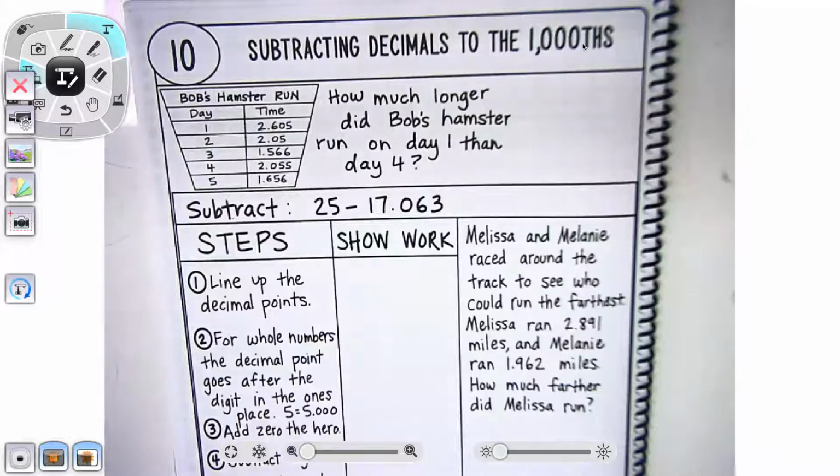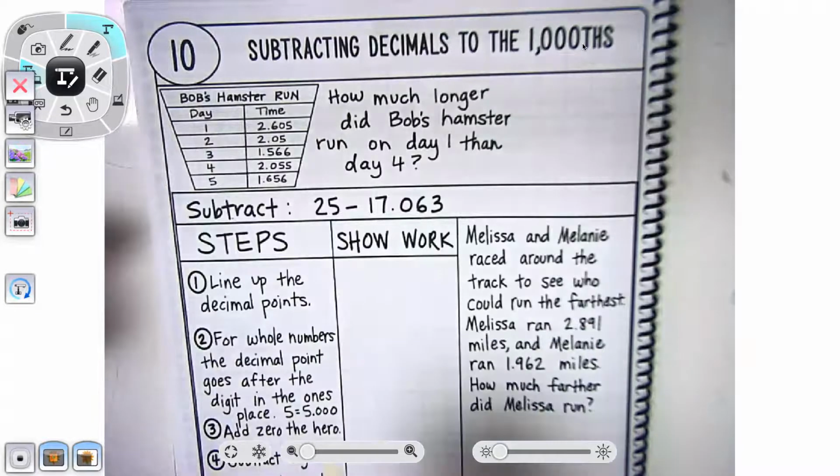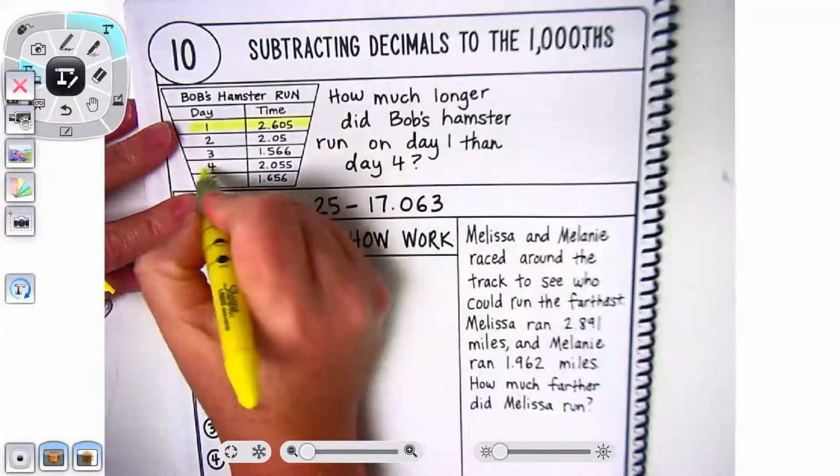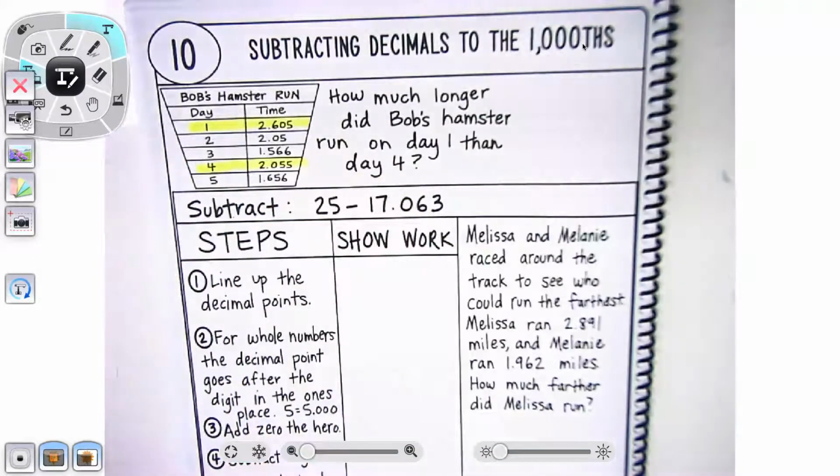Today we're going to look at subtracting decimals to the thousandths place. So, first, let's look at the question that they are asking us in this doodle. It says, how much longer did Bob's hamster run on day 1 than on day 4? So, we need to look at what his hamster ran on day 1 versus on day 4. So, what we need to do, we need to figure out which number is the largest and put it on top.